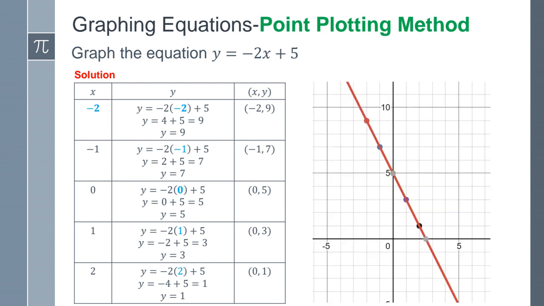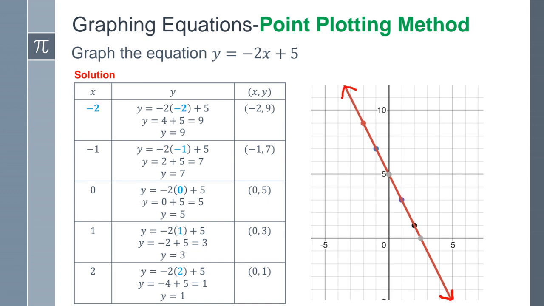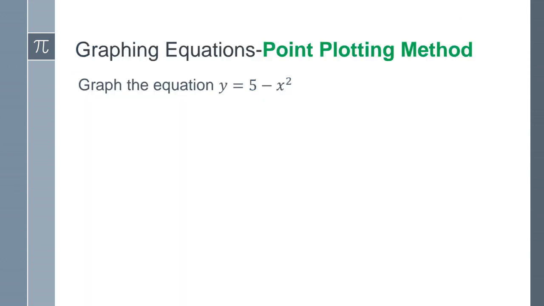Okay, so this is what we use. It's called the point plotting method. We select random points for x, we get our y values associated to those, and we plot and graph. Okay, so these would be our solutions for our graph. So let's go ahead and do another example.